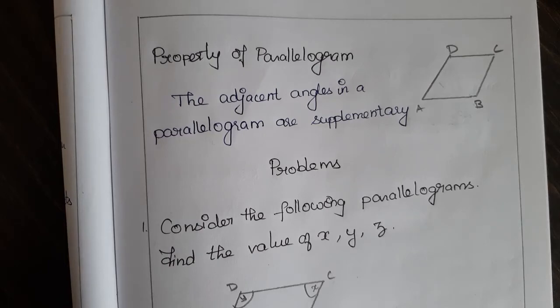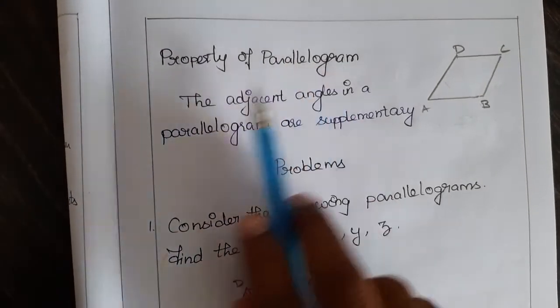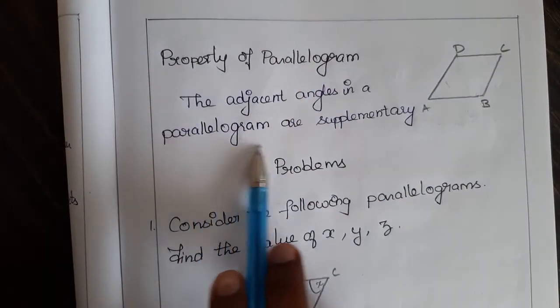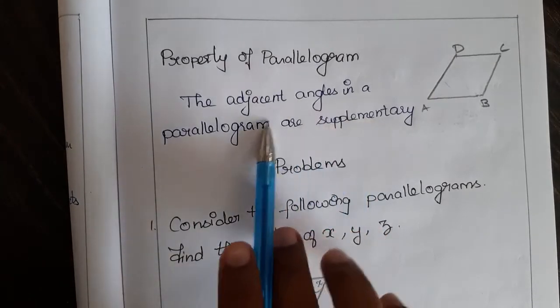Hi students, so let me start our today's class with one of the special properties of a parallelogram. The adjacent angles in a parallelogram are supplementary. Supplementary means the sum of the two angles should be 180 degrees. Here they said adjacent angles.